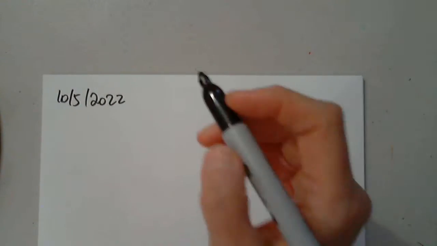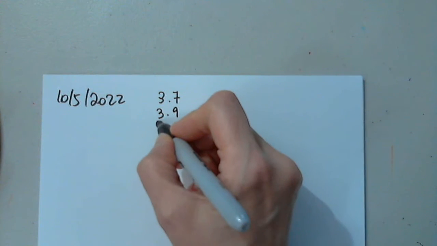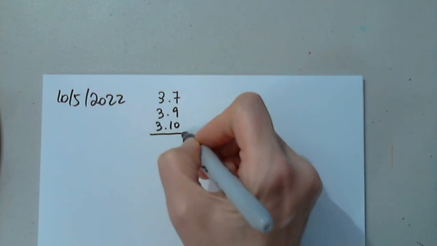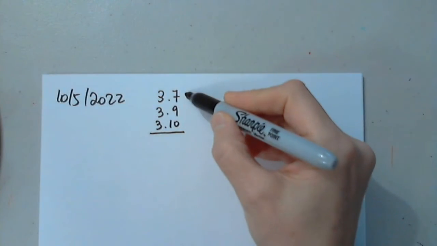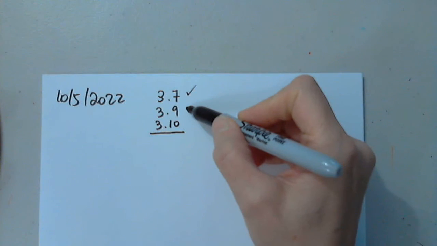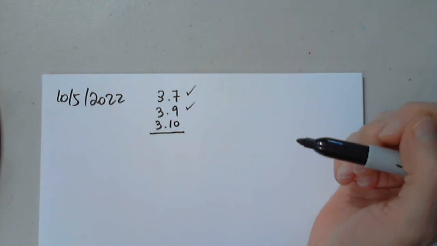We have 3 sections left from this chapter: 3.7, 3.9, and 3.10. And then we'll start reviewing for test 2. So I'm hoping to finish 3.7 and at least start 3.9. We'll see what we can accomplish.